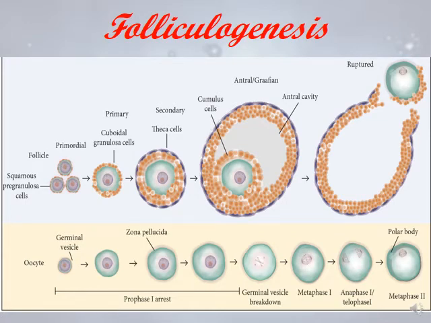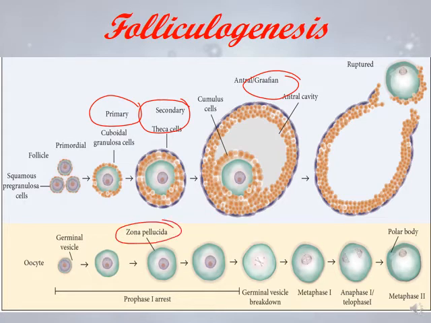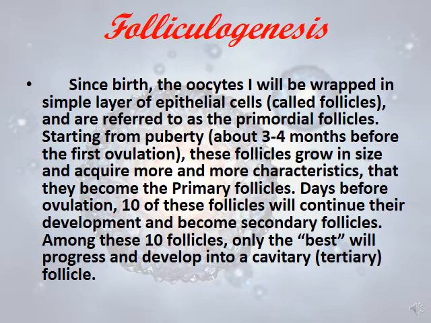So this is the process of follicular genesis. We have the primary follicles, the secondary follicles, and the Graafian follicle, where the rupture will occur and the egg is released. This is the zona pellucida, the covering around the cell. Prophase 1 is at rest, then germinal vesicle breakdown, then metaphase 1, anaphase 1, telophase 1, and then metaphase 2, and so on.